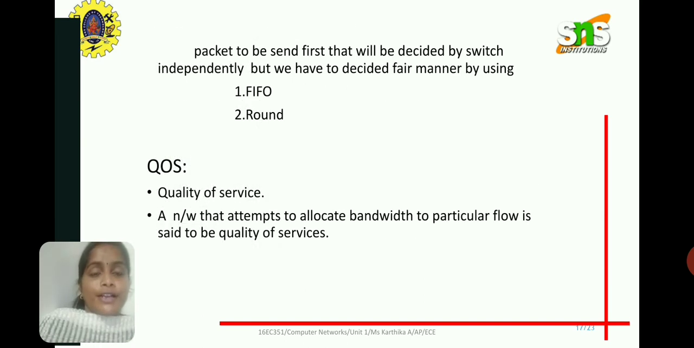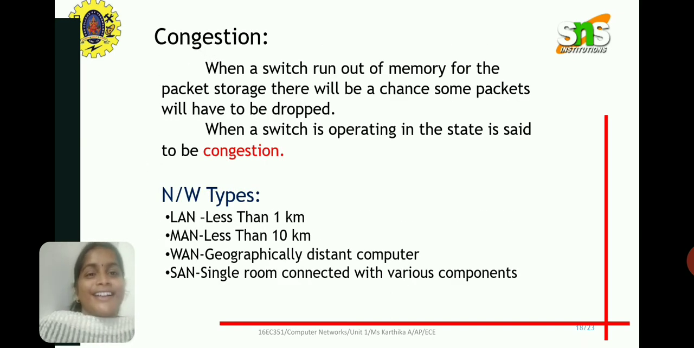Next one is quality of service. A network that attempts to allocate bandwidth to a particular flow is said to provide quality of service. Okay. Congestion. Normally we use the term congestion. First, what is congestion in a network?